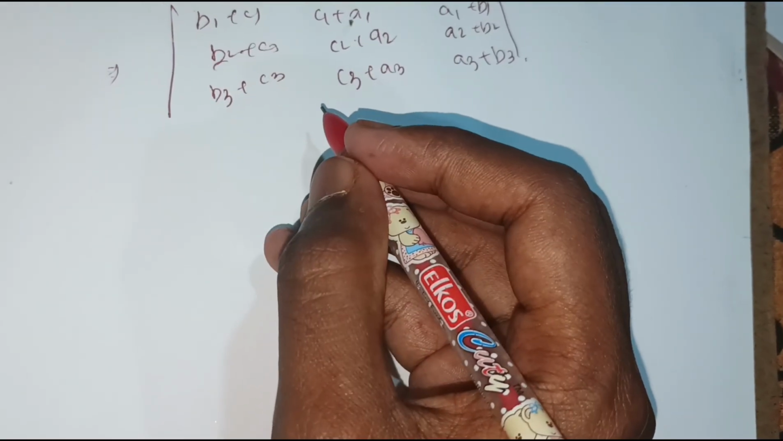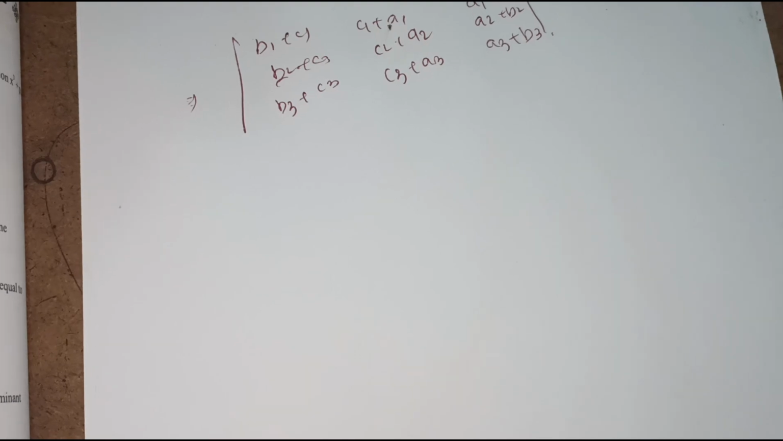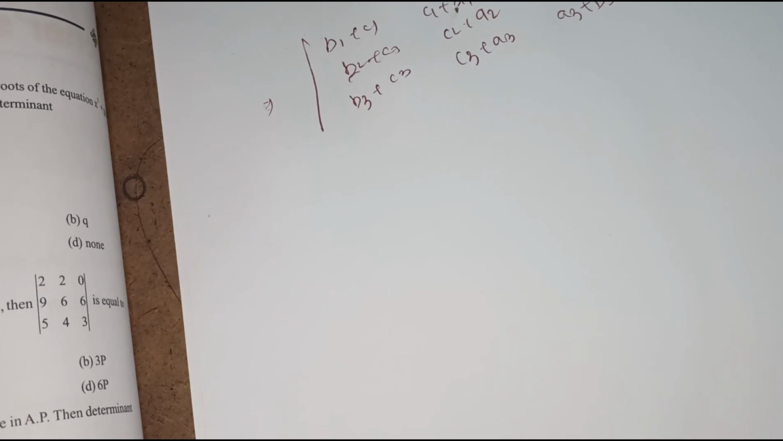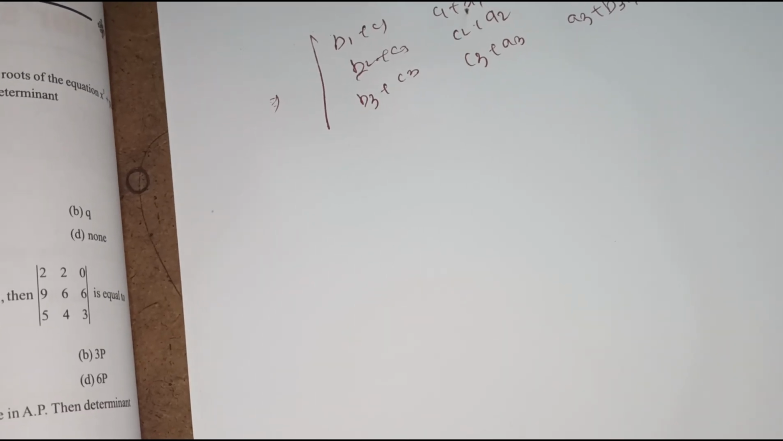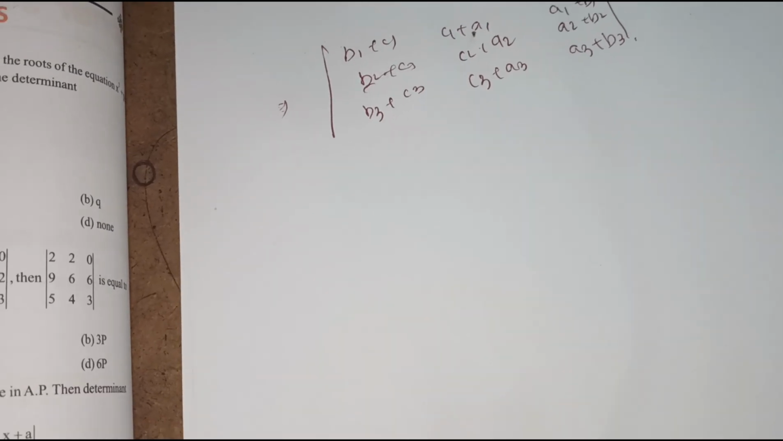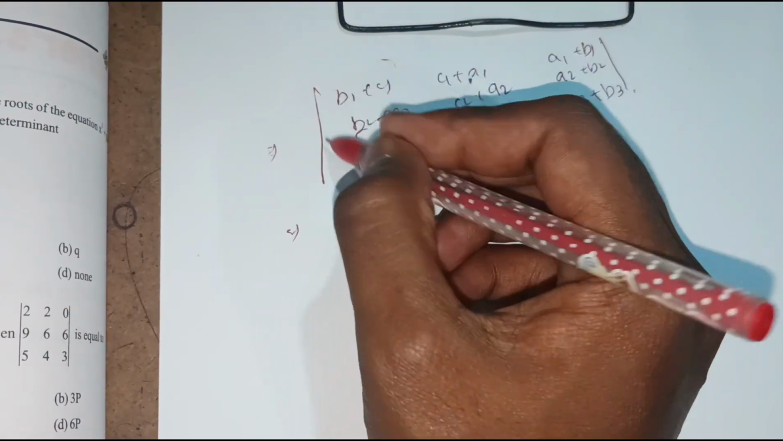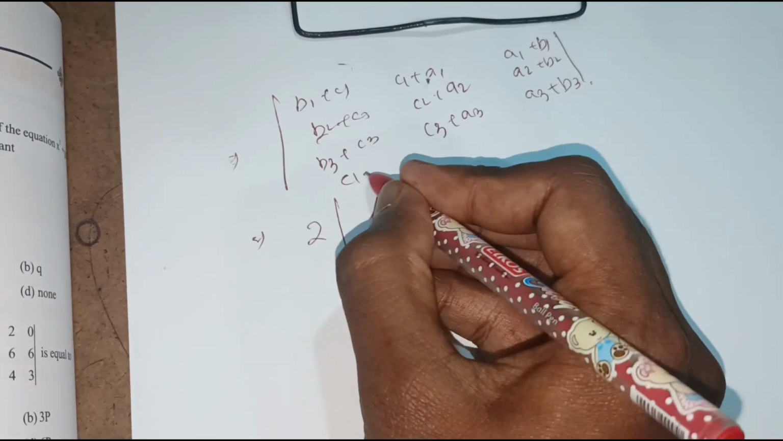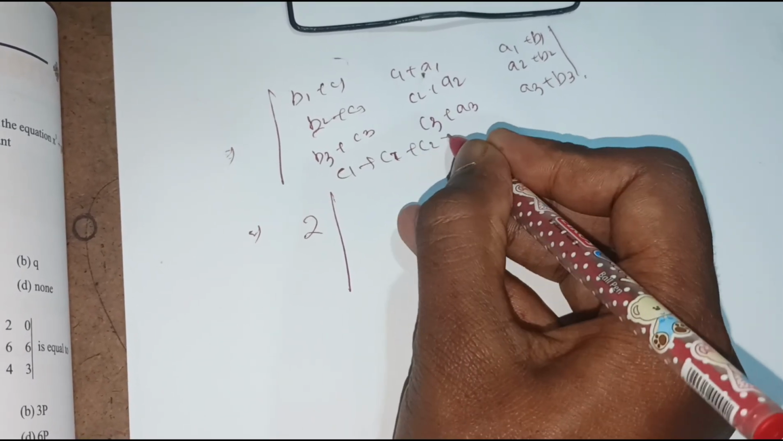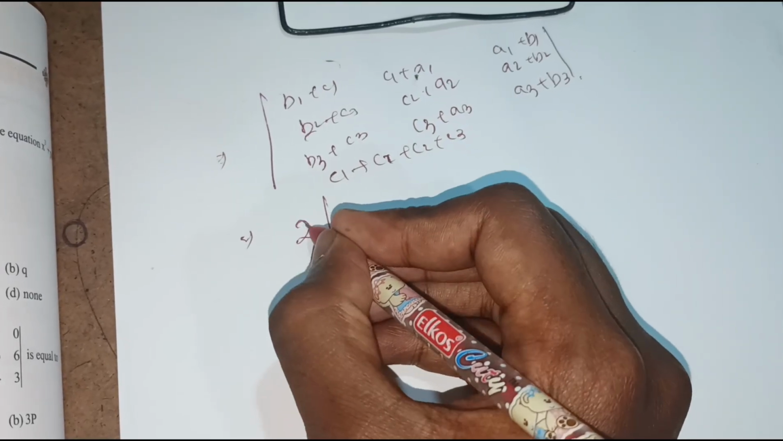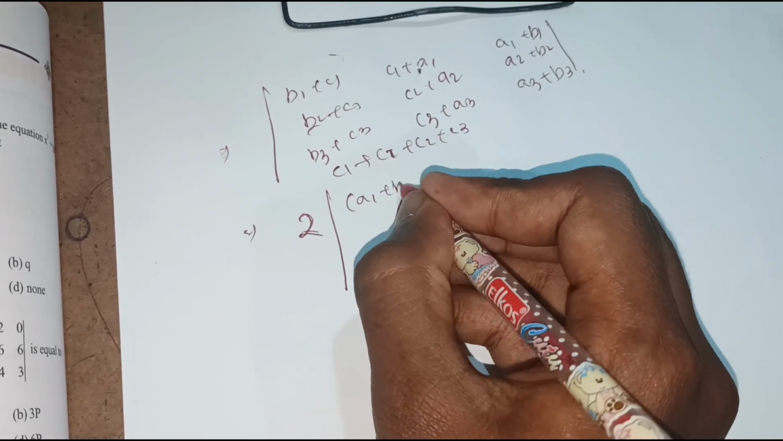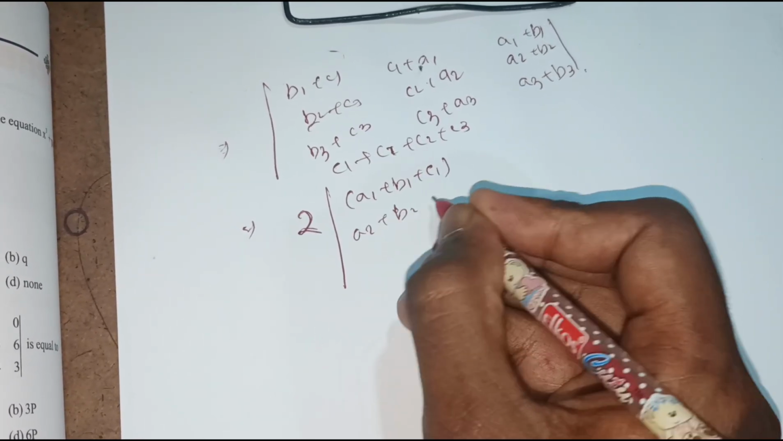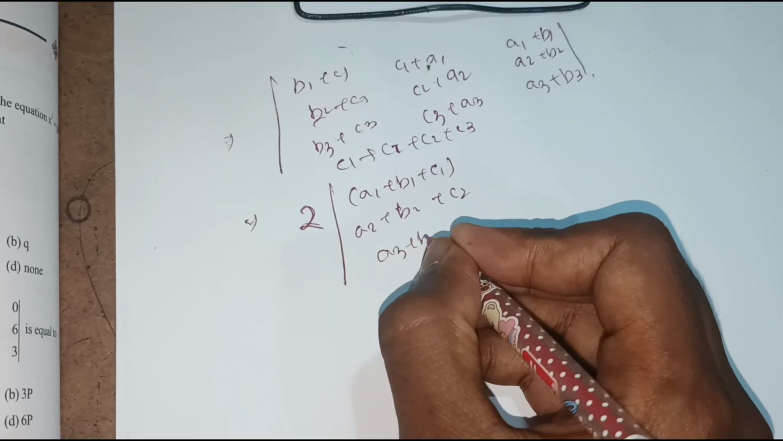Let's understand how it is possible to solve this problem in an easy and clear way. First, we should do C1 tends to C1 plus C2 plus C3. If we add all three of them, we get 2 into a1 plus b1 plus c1, plus a2 plus b2 plus c2, plus a3 plus b3 plus c3. The 2 I am taking outside: 2 into a1 plus b1 plus c1, a2 plus b2 plus c2, a3 plus b3 plus c3.